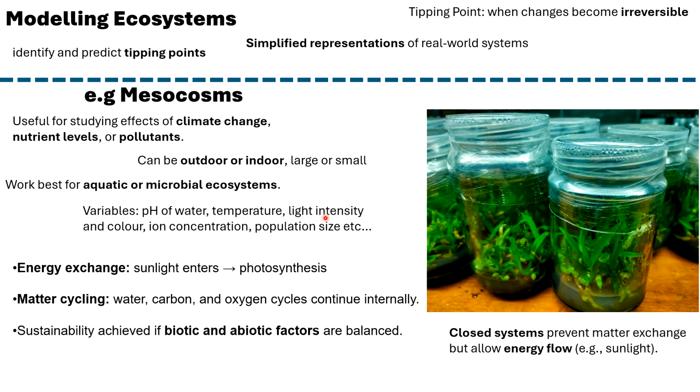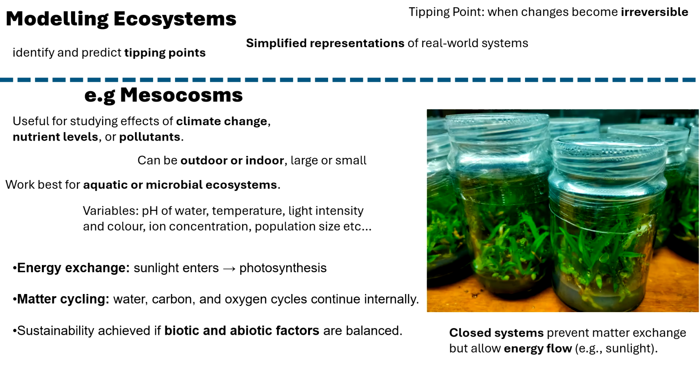Now, we can actually model ecosystems into simpler representations to understand the whole thing. So we can make a mini rainforest, mini coral reef. So this is called modeling ecosystems. We use them to identify tipping points or points of no return when changes become irreversible. The damage is going to be there forever and you can't do anything to fix it anymore. So an example of these are mesocosms.